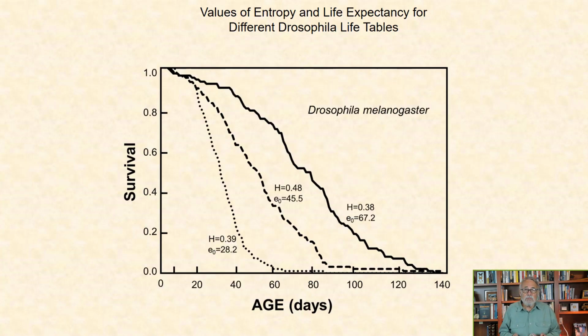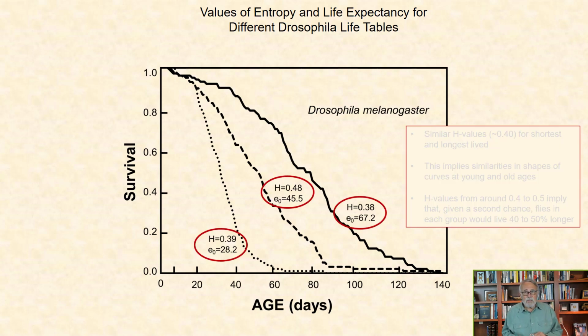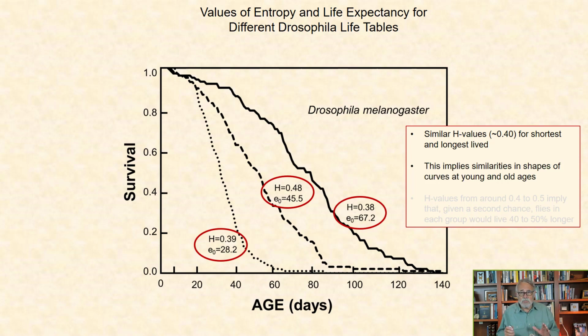Here are example survival curves for short, medium, and long-lived cohorts of Drosophila with corresponding entropy values. Note the following. First, there are similar H values around 0.4 for both the shortest and the longest lived cohorts, even though there are large differences in their expectation of life. This implies similarities in the shapes of these respective curves at the young and the older ages. Second, H values from around 0.4 to 0.5 imply that given a second chance, flies in each of these 3 groups would live 40 to 50% longer.